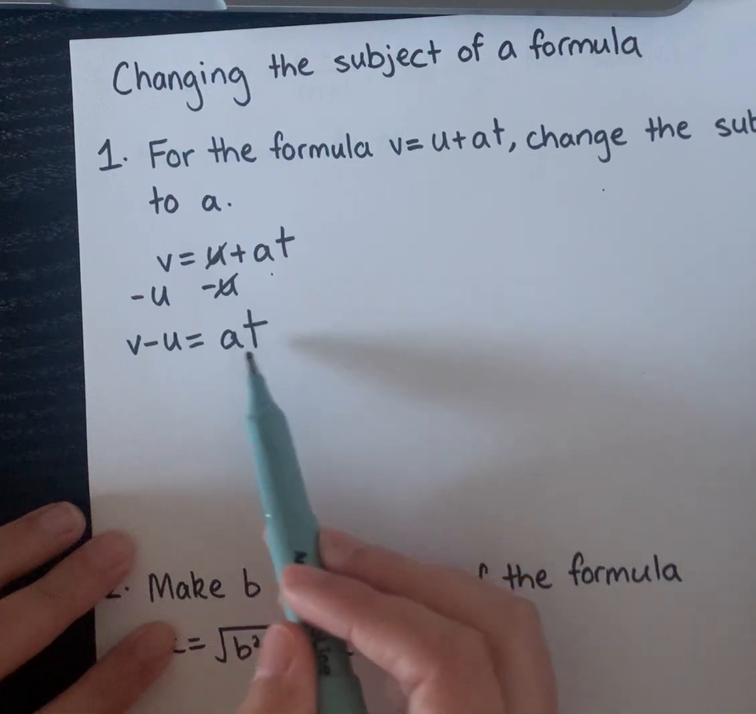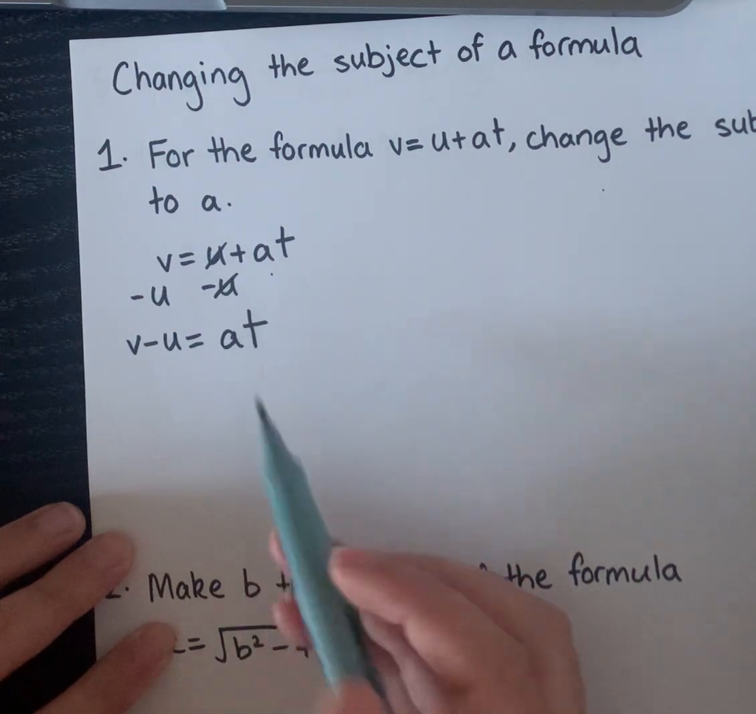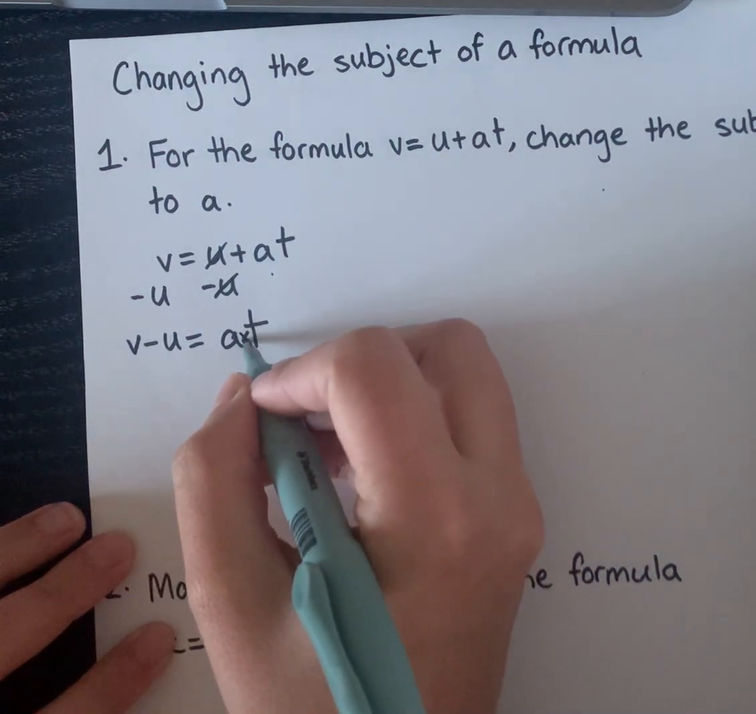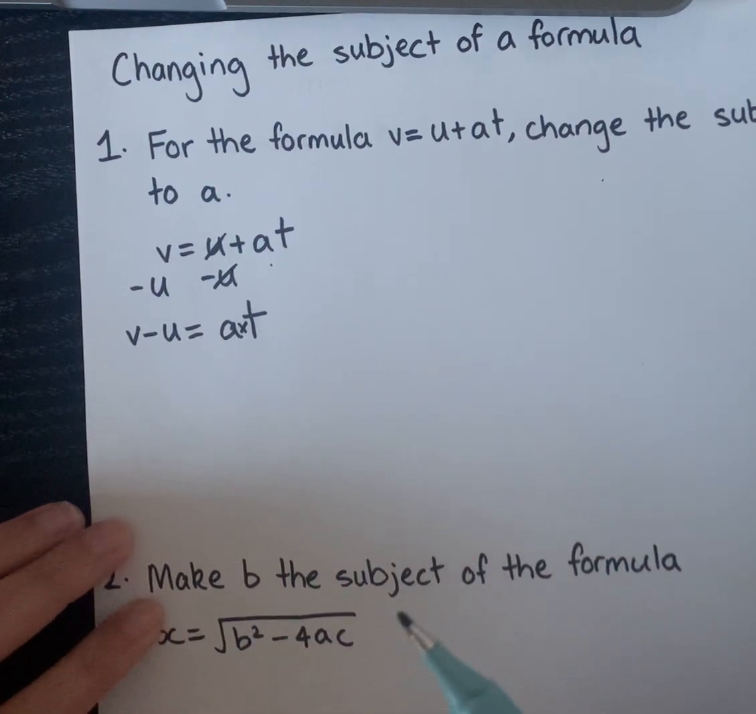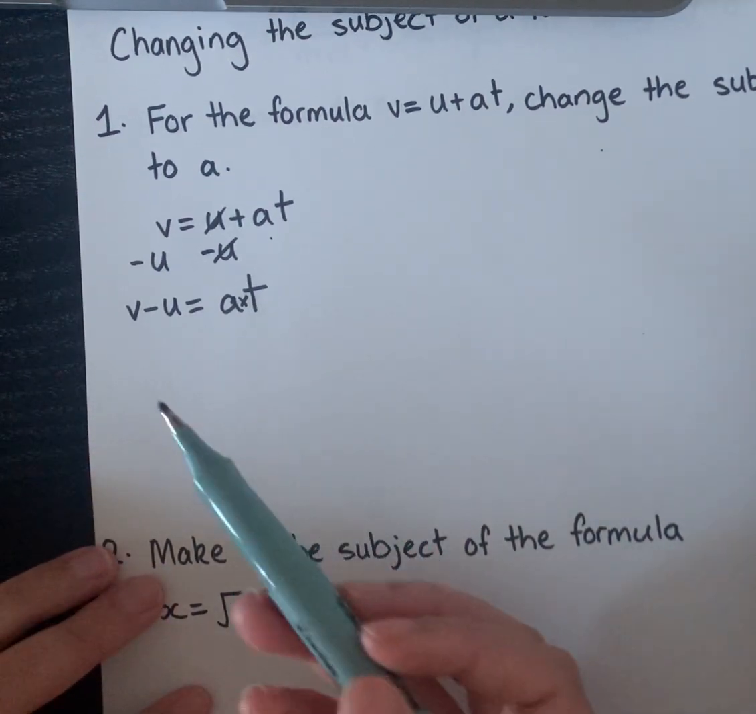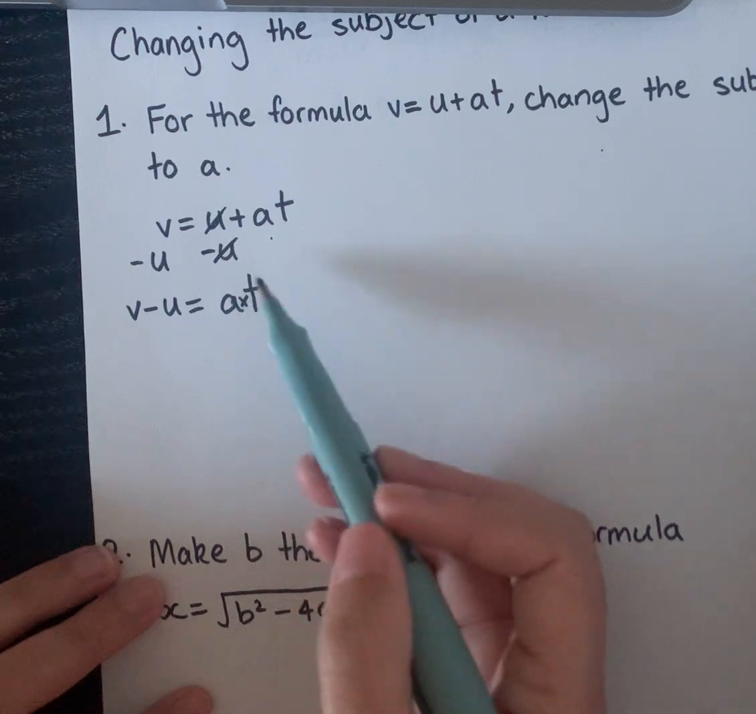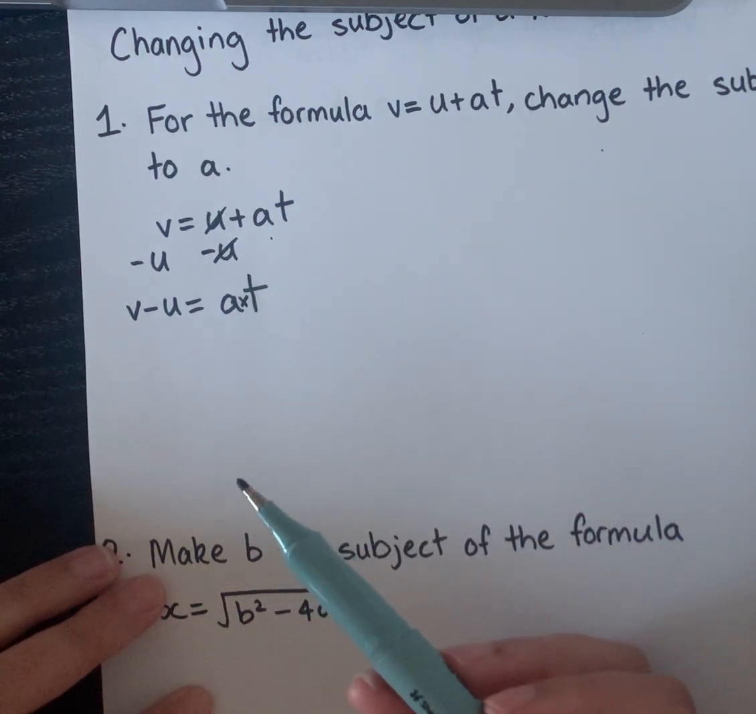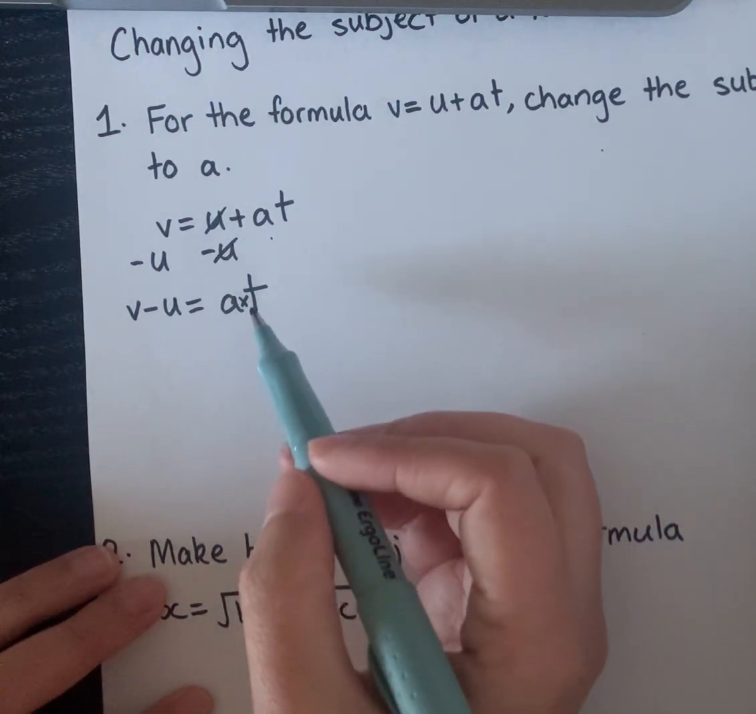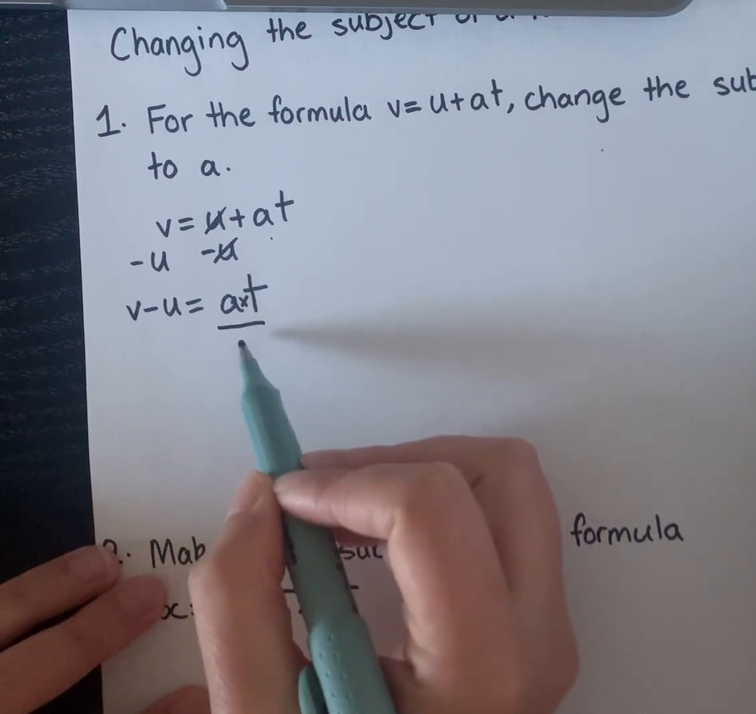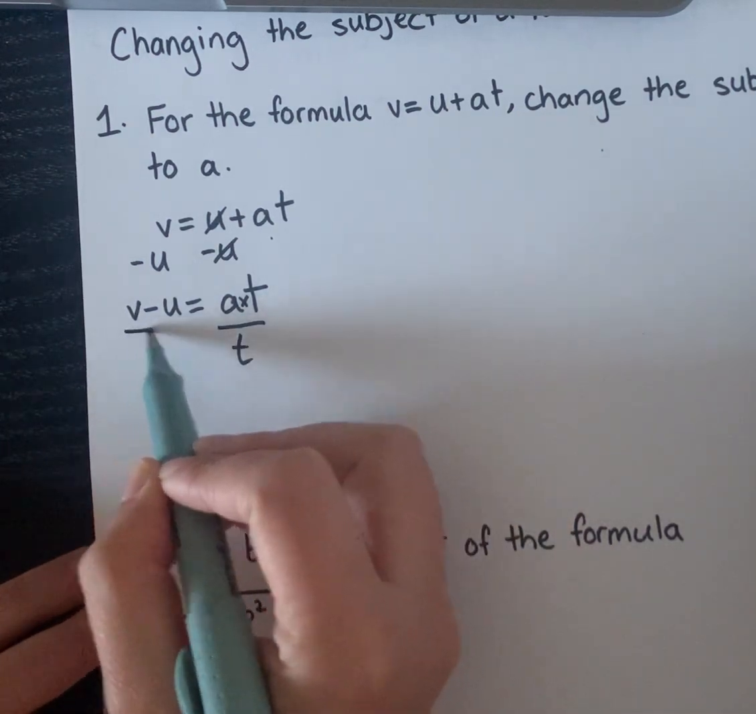Now we just need to get rid of this T term. And remember, AT is the same as A times T. So we're really just applying the same rules that we would apply to get rid of a number if this were a regular equation with numbers. So divide both sides by T.